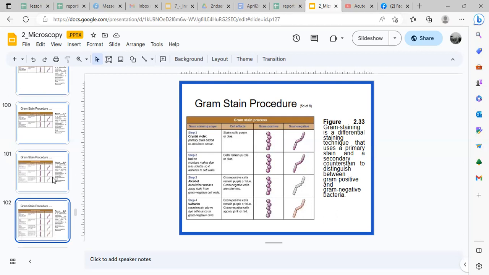Now that you have removed the dye from the gram-negative bacteria, you add the counterstain. In this case, you add the safranin. This will give a pink or red color to the gram-negative bacteria.